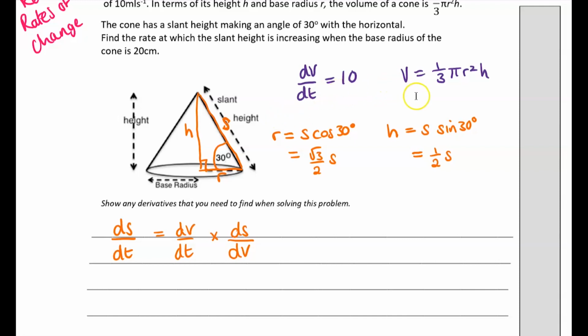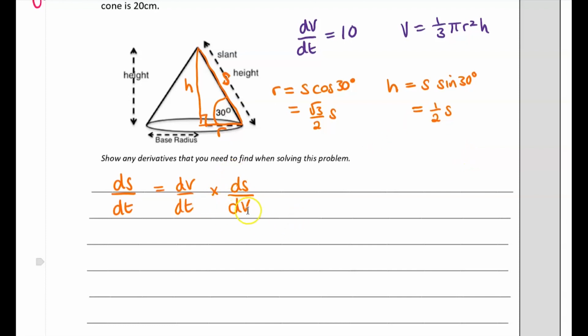Now, the problem that makes it tricky here, we've got a relationship with v between r and h, but not with s. So we need to use these linking formulas here to replace both r and h with their equivalent s's, so that we can have a formula that's linking s and v and differentiate it.